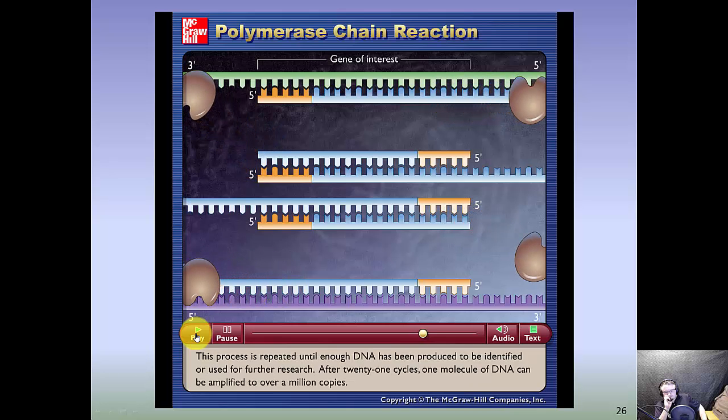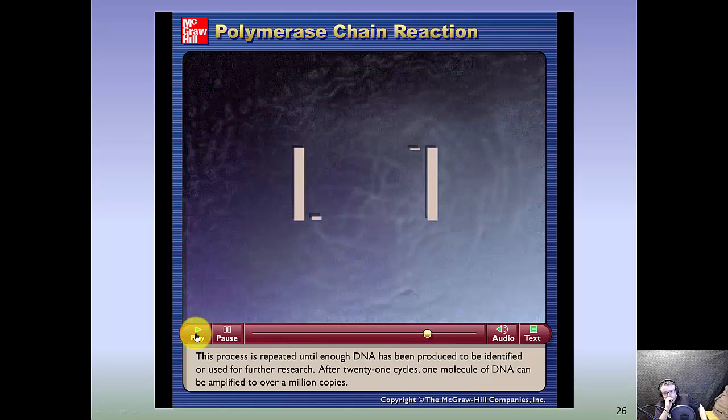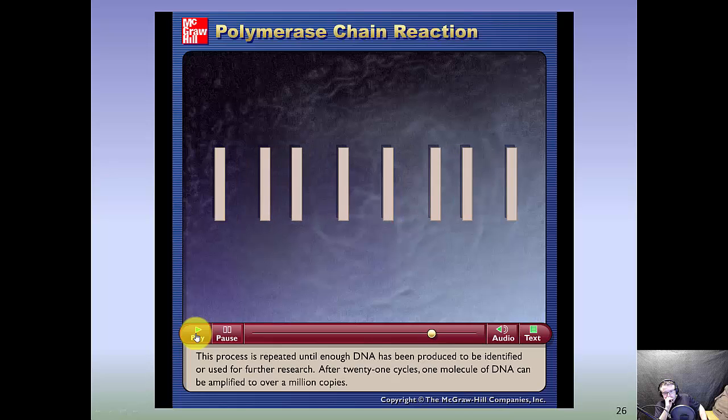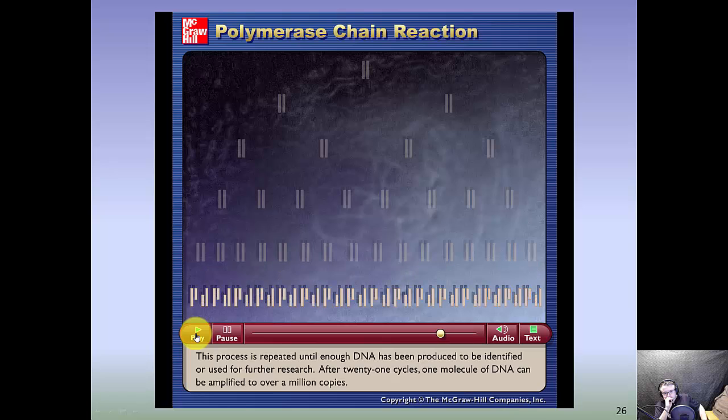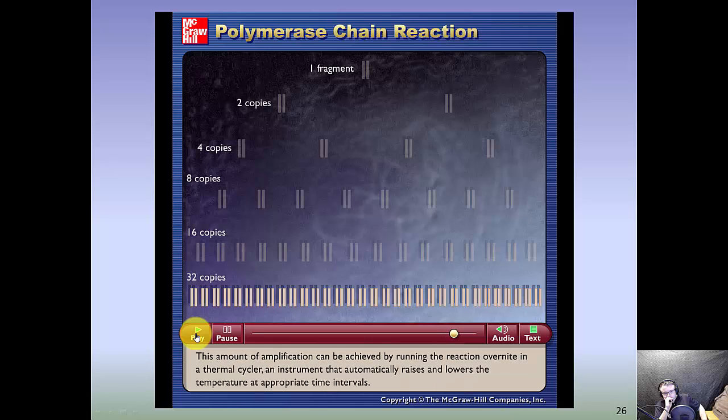This process is repeated until enough DNA has been produced to be identified or used for further research. After 21 cycles, one molecule of DNA can be amplified to over 1 million copies. This amount of amplification can be achieved by running the reaction overnight in a thermal cycler, an instrument that automatically raises and lowers the temperature at appropriate time intervals.